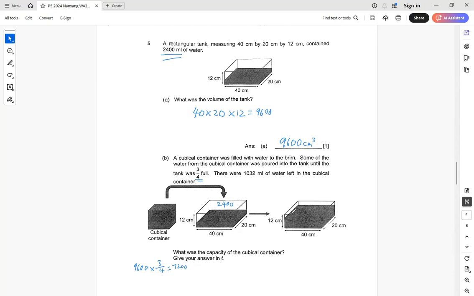Meaning at this point, after the water was poured into this rectangular tank, the volume became 7200. So before it was poured, it's 2400. After being poured, it was 7200. So now we can find how much water was poured into the tank. We just take the after minus the before. So I will just write down: volume of water poured from the cubical container.